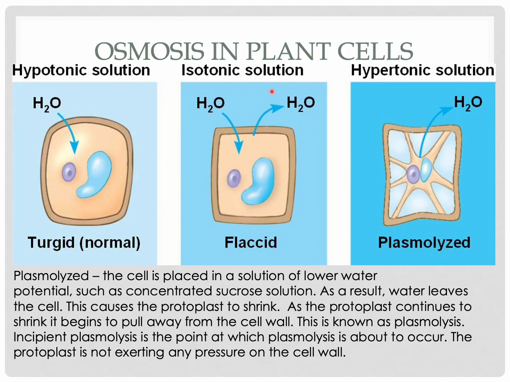Isotonic solutions, water moves into the plant as well as moving out of the plant cell. This is known as a flaccid plant cell.